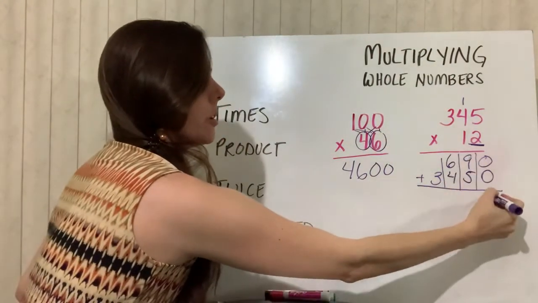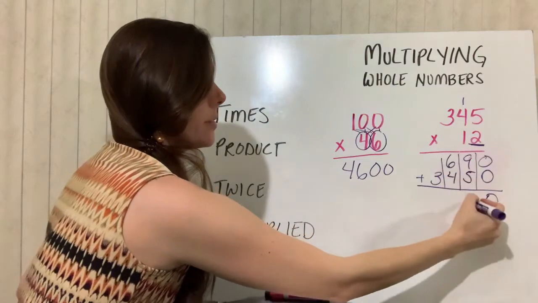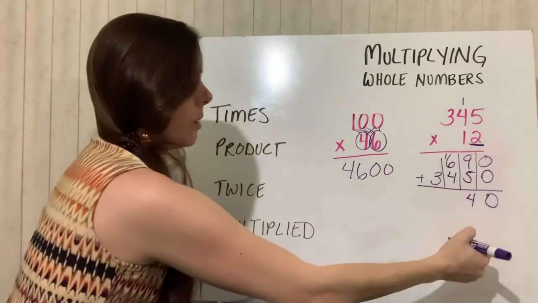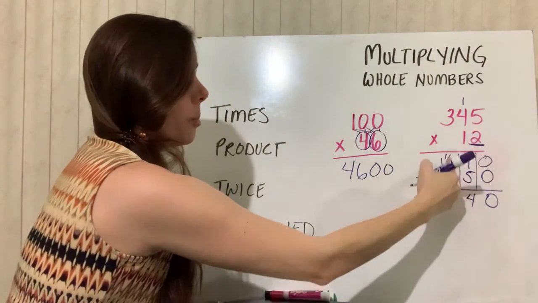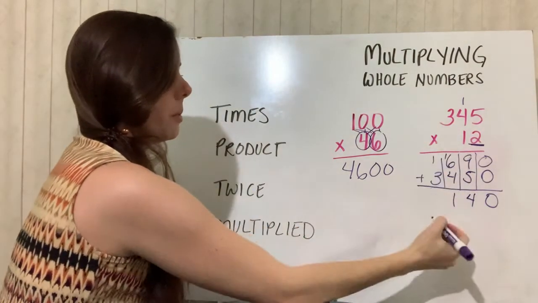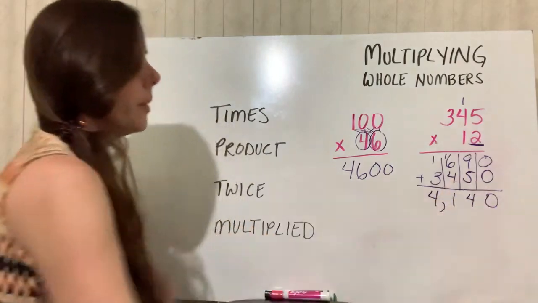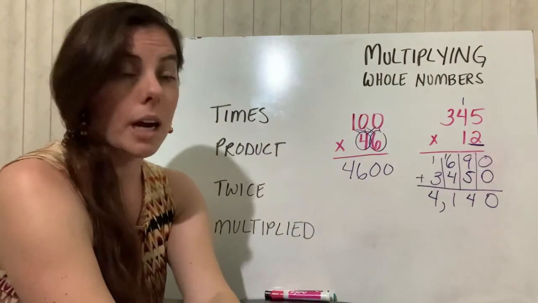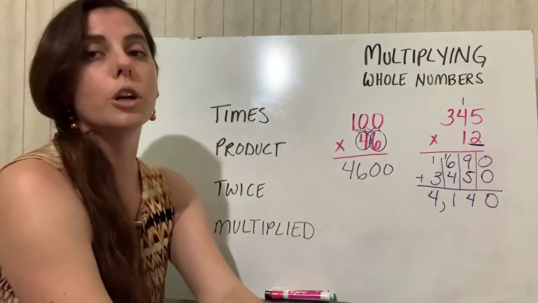So 0 plus 0 is 0. 9 plus 5 is 14. Carry the 1. 4 plus 6 is 10, plus 1 is 11. Carry the 1, and then 3 plus 1 is 4. So 345 times 12 is 4,140.